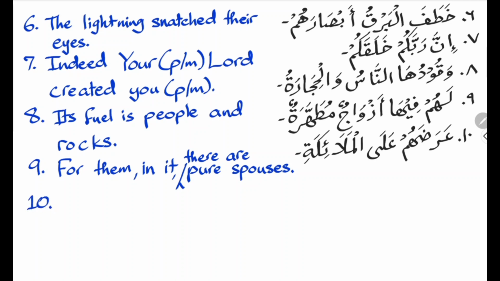Number 10. عرضهم على الملائكة. عرض means to present. Hum is them. So he presented them على الملائكة. Now we know that ala means upon. Al-malaika is the plural of malak, which is angel. So he presented them upon the angels. Obviously, upon the angels in English sounds awkward. So instead of using upon, you can use before. He presented them before the angels.